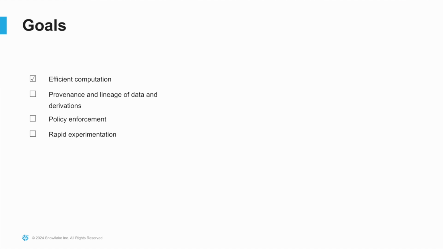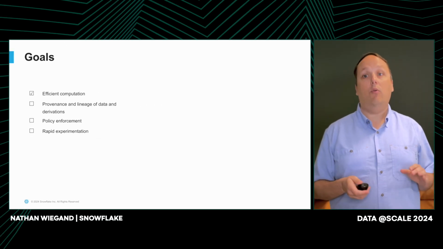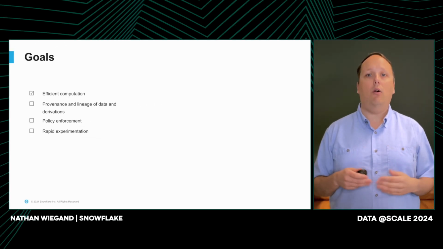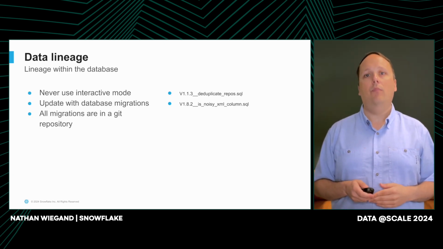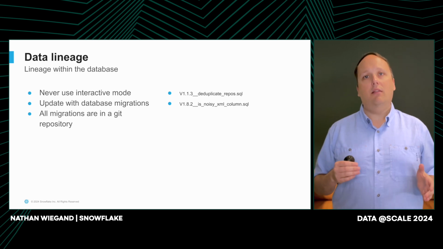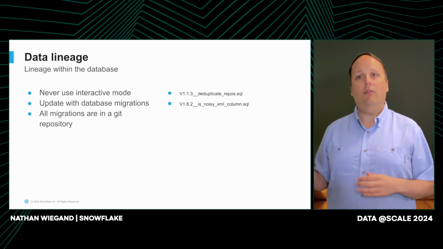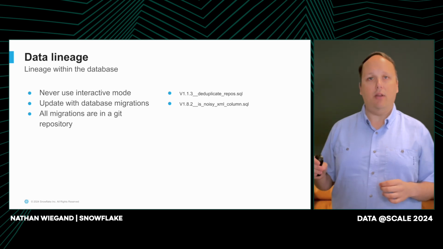At this point, we've covered how we can efficiently, both computationally and operationally, clean our data set. Now to talk briefly about how we can track data lineage and how we can manage policy enforcement within our data set. We can maintain provenance and data lineage by borrowing an old trick from the database community called database migrations.